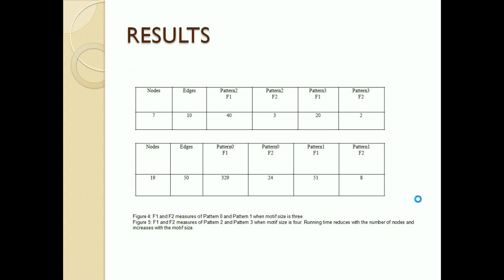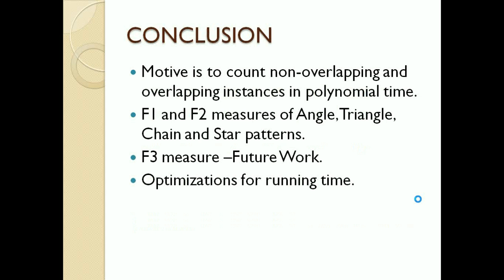Well, the results, as I have shown, the motive of this project is to find the non-overlapping and overlapping frequencies given a probabilistic network graph in polynomial time complexity. So we have achieved that. Coming to the conclusion, this method uses F1 and F2 measures for motif frequency counting and is focused on independent motif instances in probabilistic networks.